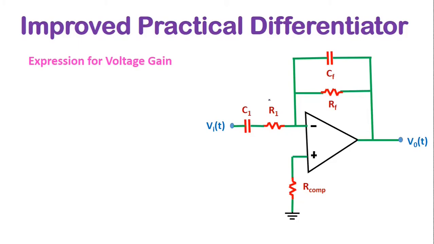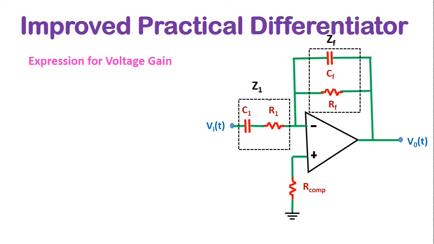Next is the expression for voltage gain for the improved practical differentiator. Here we have considered the combination of capacitance C1 and resistance R1 as impedance Z1, and the parallel combination of resistance RF and capacitance CF as impedance ZF. And here we can see that we have applied the input voltage VIN at the inverting terminal of the operational amplifier. Therefore, this configuration is the inverting operational amplifier configuration. In the inverting configuration, we know that the overall gain of the circuit will be equal to minus of feedback impedance ZF divided by input impedance Z1.